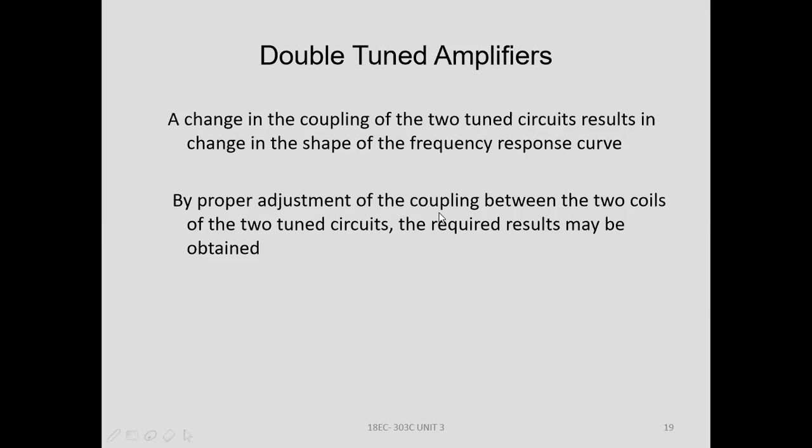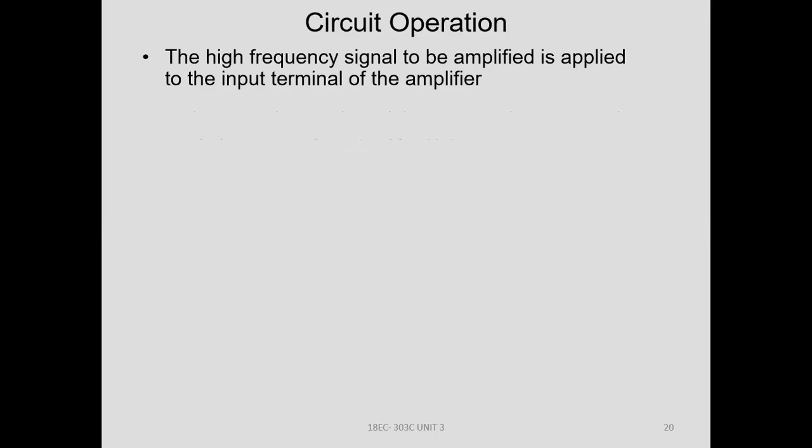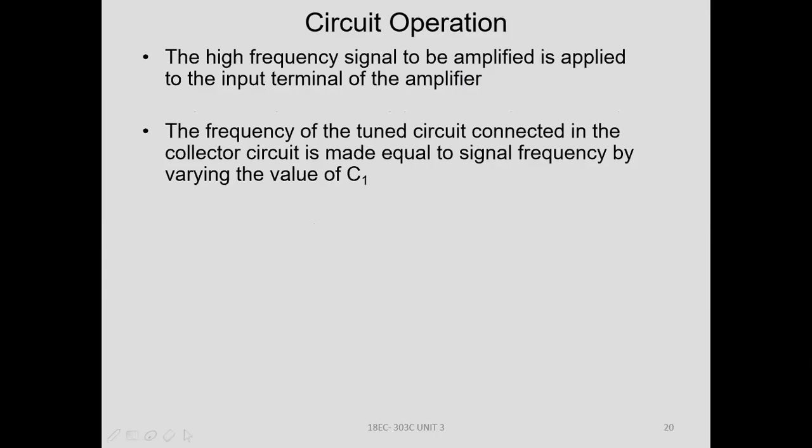By proper adjustment of the coupling between the two coils of the tuned circuits, the required results will be obtained. That means coupling should be done properly to get the required output. You will see the circuit operation of the double tuned amplifier. The high frequency signal to be amplified is applied to the input terminal of the amplifier.